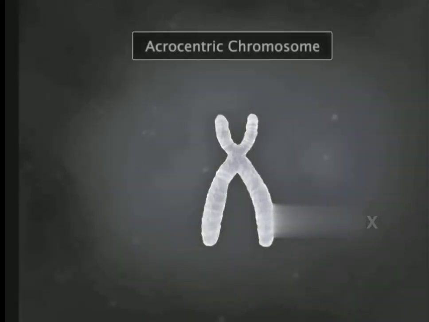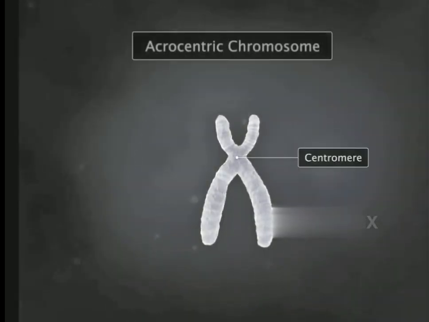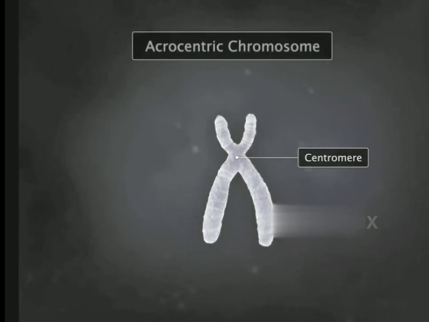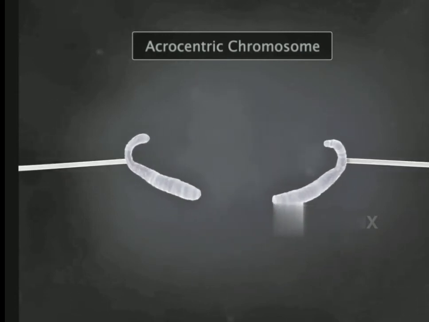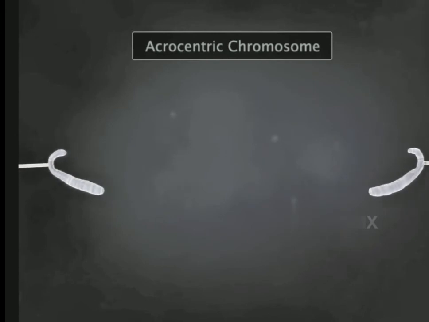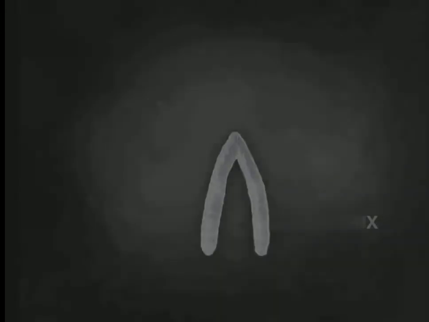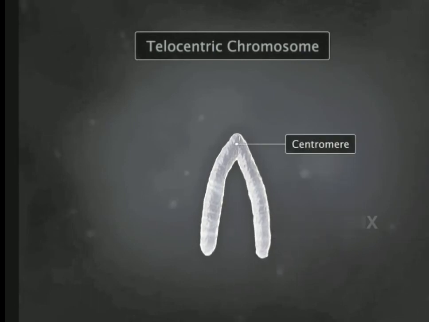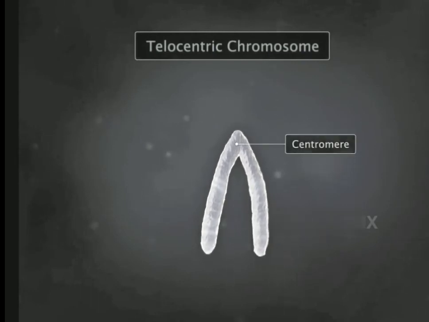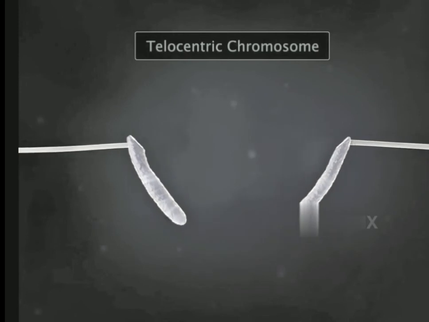In an acrocentric chromosome, the centromere is located very close to one end of the chromosome. Therefore, one arm is very long and the other arm is very short. It appears J-shaped during anaphase. In a telocentric chromosome, the centromere is located at one end of the chromosome. It appears rod-shaped during anaphase.